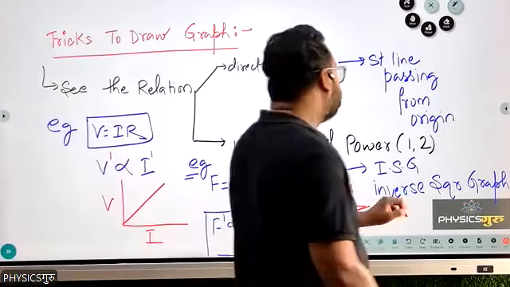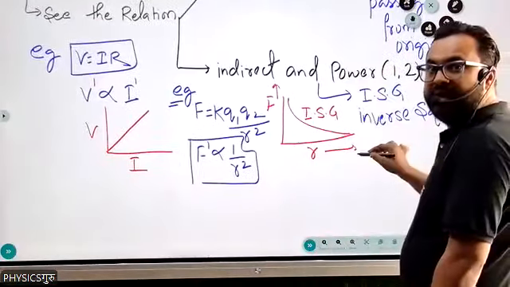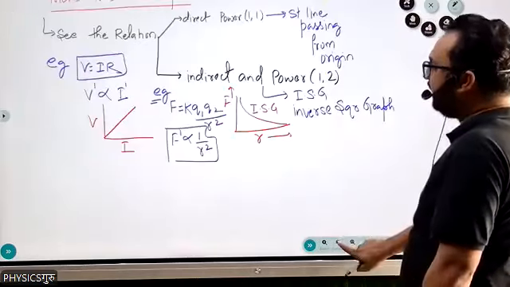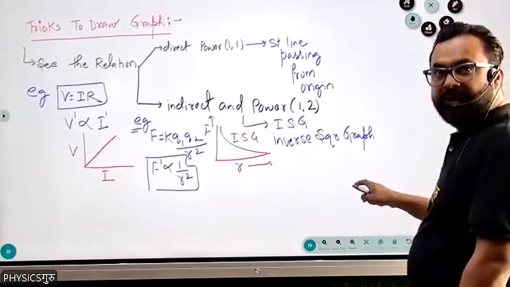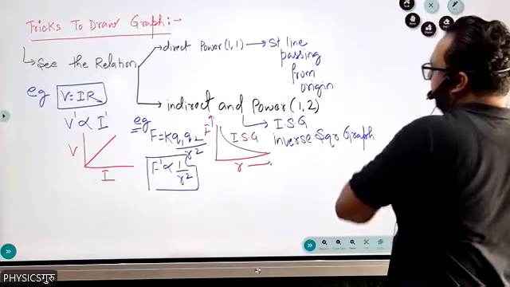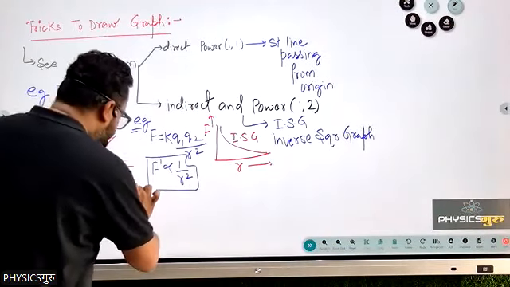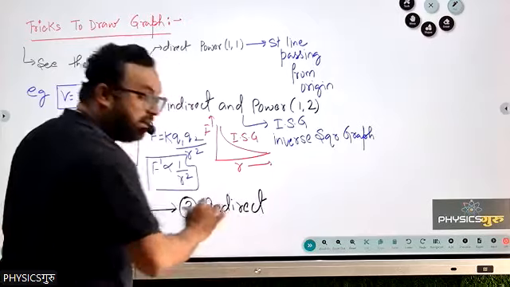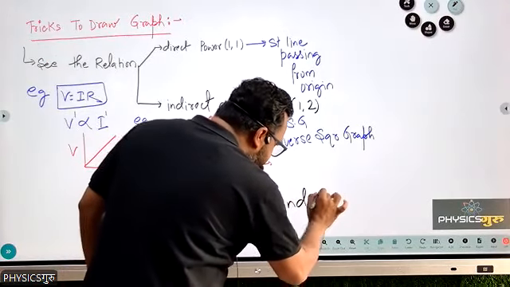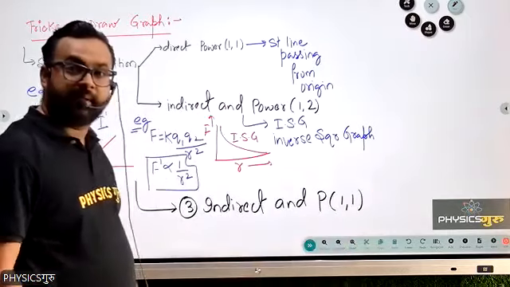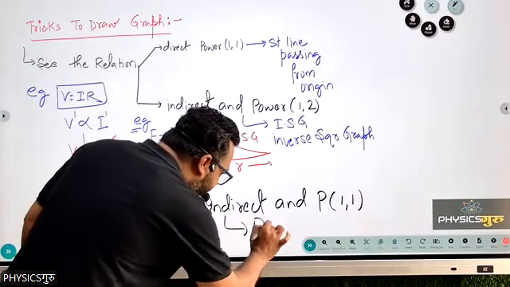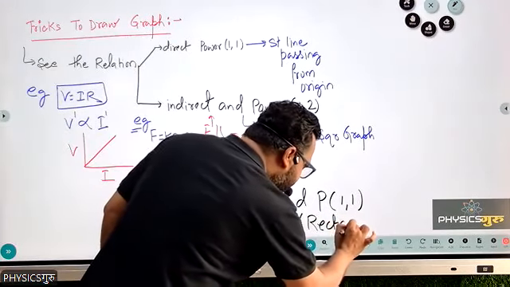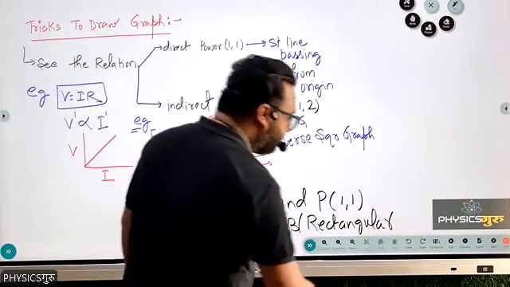Trick number 3. If the relation is indirect and the power is 1 comma 1, the graph is called the RHB graph. RHB means rectangular hyperbola.